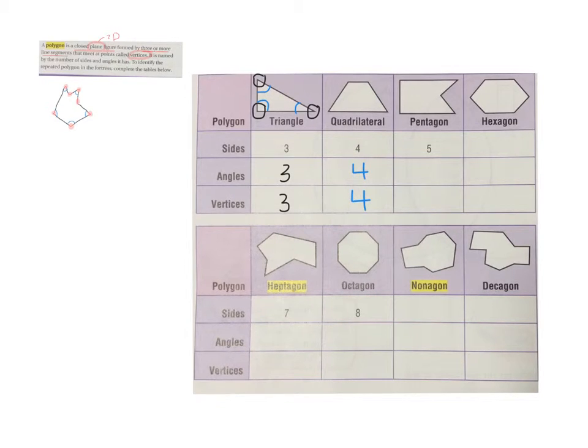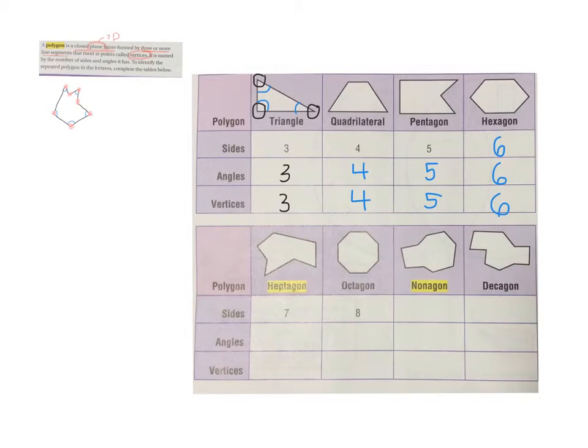Everyone say quadrilateral. Very good. We call polygons that have 5 sides, 5 angles, and 5 vertices pentagons. Everyone say pentagon. Pentagon. We call polygons that have 6 sides, 6 angles, and 6 vertices hexagon. Everyone say hexagon. Hexagon. As you're circling the vertices and marking the angles, are you seeing that it always matches the number of sides? Very good.